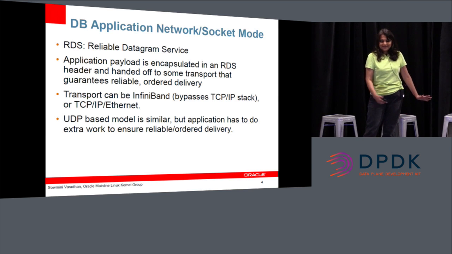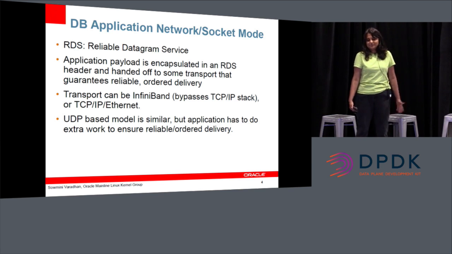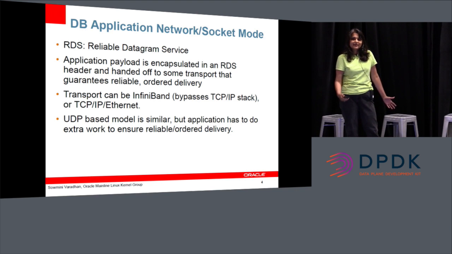The other way you could do this is with UDP sockets, and the model is similar. The application sees a datagram socket, but there the user space has to do extra work to keep track of state. So it has to put in sequence numbers, make sure the message got to the other side, do reliable ordered delivery, work out the congestion, and all the other extra state.